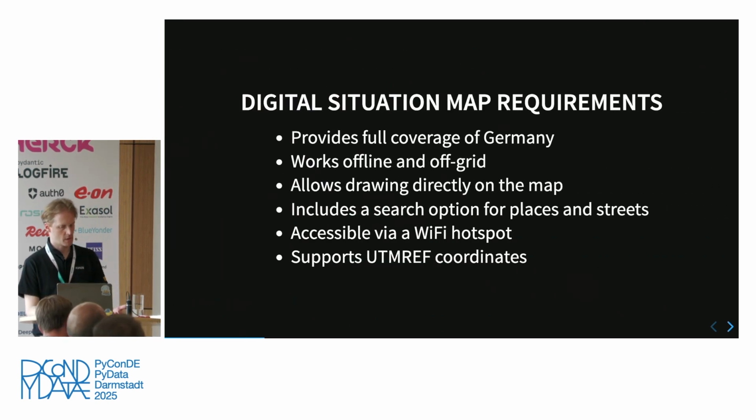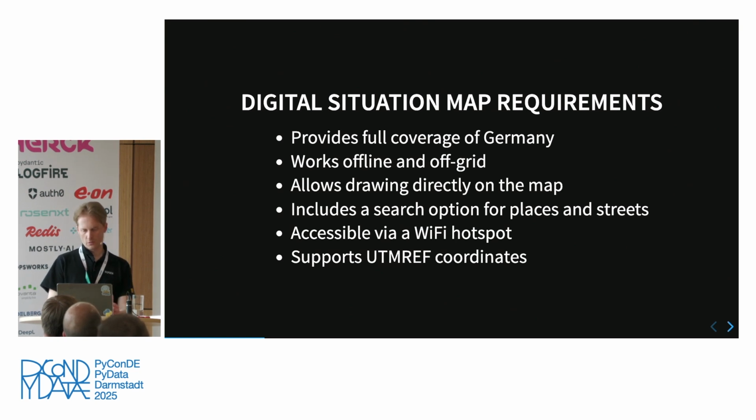So what are the requirements for such a map? It needs to cover the whole of Germany. It should work offline and off-grid, meaning without external electricity and without connection to the internet. We need to draw on the map, which is creating our situation map. And we need a search option for places and streets, as we want to find the location where our mission is. It should be accessible over a Wi-Fi hotspot, and it should support the UTM-Ref coordinates. That's the coordinate system where we are usually trained to work with.